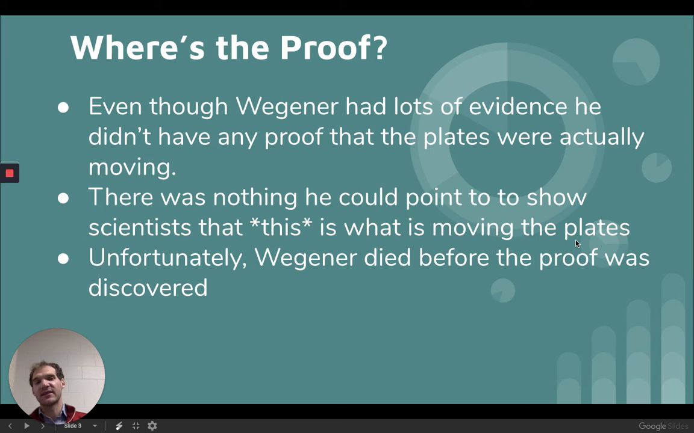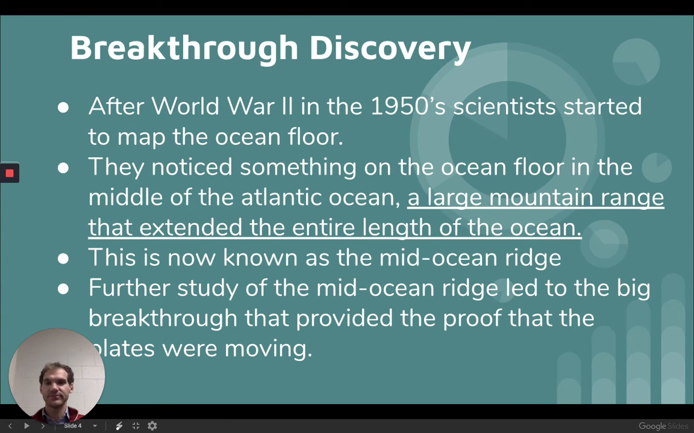Even though Wegener had lots of evidence, he didn't actually have any proof that the plates were moving. There was nothing that he could point to show scientists that this is what is moving the plates. He couldn't say, like, see, here's all my evidence, and I can show where the plates are moving. So unfortunately, Alfred Wegener died before the proof was discovered. R.I.P. Wegener. Now, after World War II, in the 1950s, scientists started to map the ocean floor.